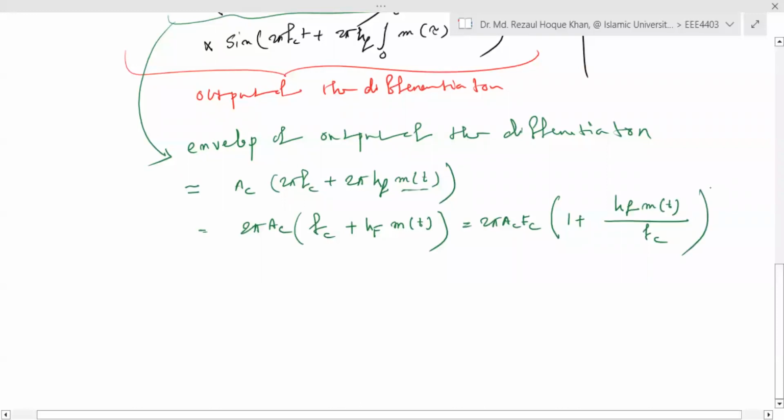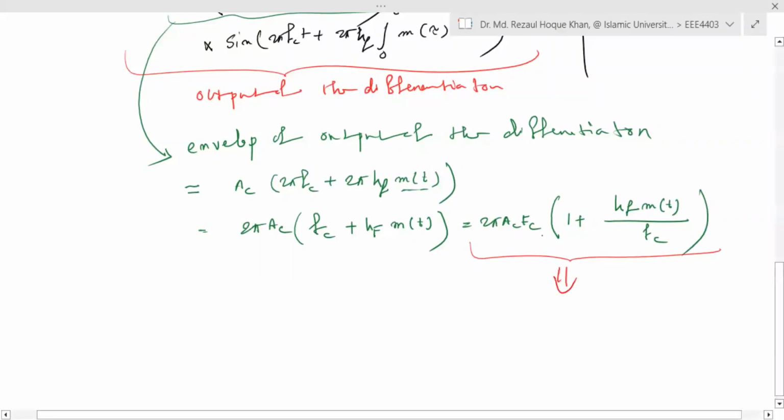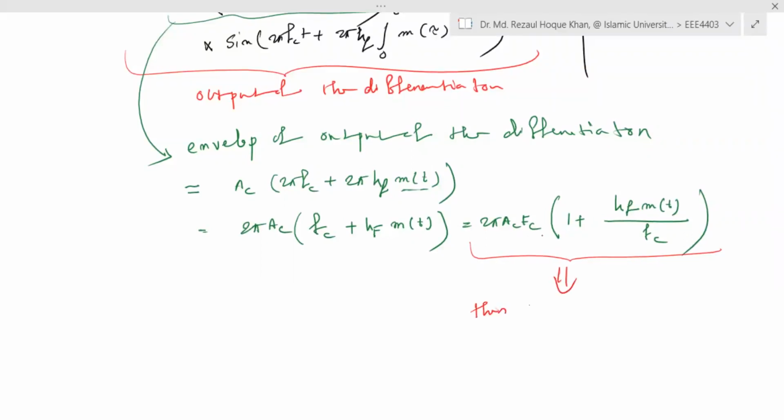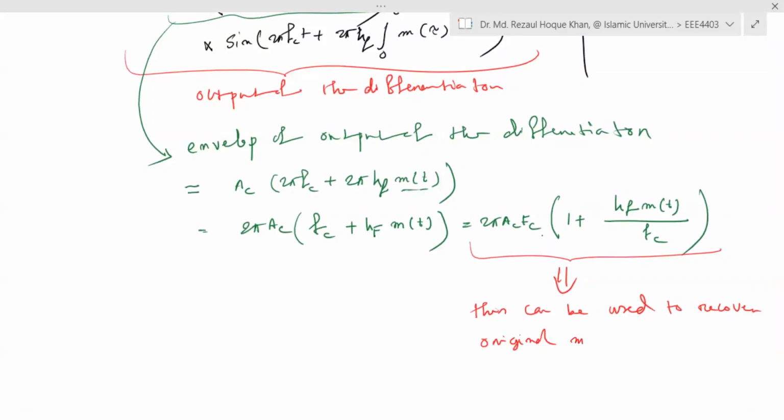Okay, so this term can be used. This is the terminology that can be used to recover our original message signal, m(t). Okay, we can use this signal to recover our message signal.